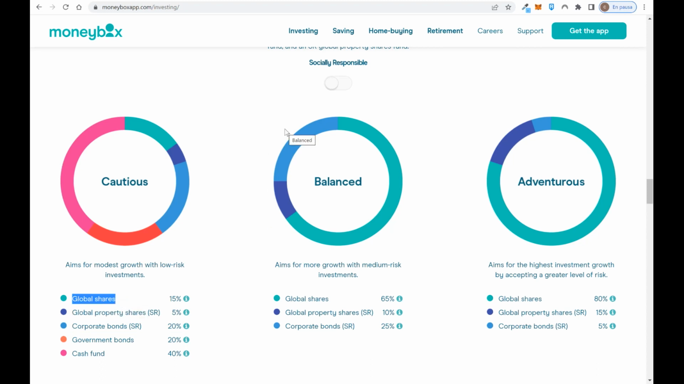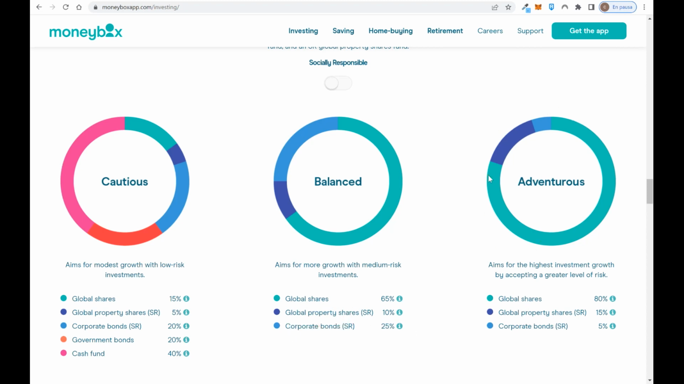If you want to generate more income, you can upgrade to a balanced type of investor, but remember, the more reward that you are willing to have, the more risk you have. The earnings are not guaranteed. You can even lose money based on the market conditions. In this case, if you are a balanced investor, you are going to allocate a larger amount of capital into global shares, 10% into property, and 25% in corporate bonds.